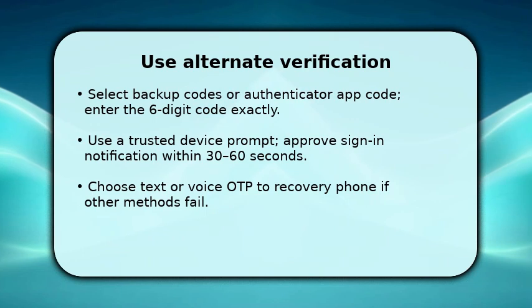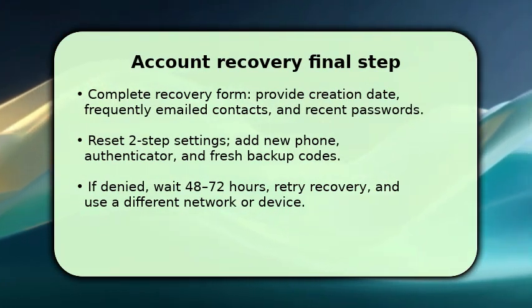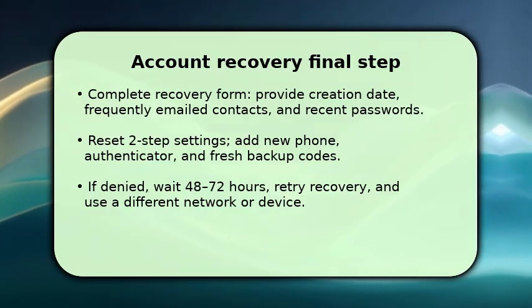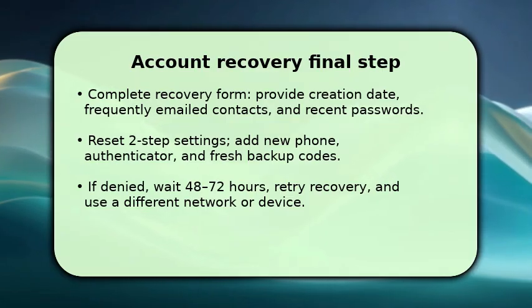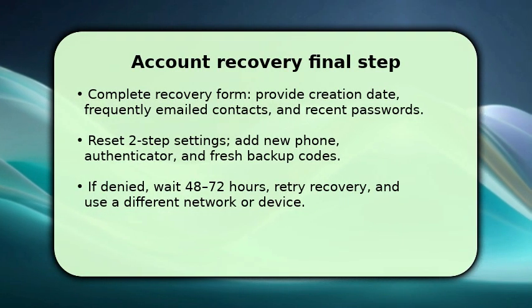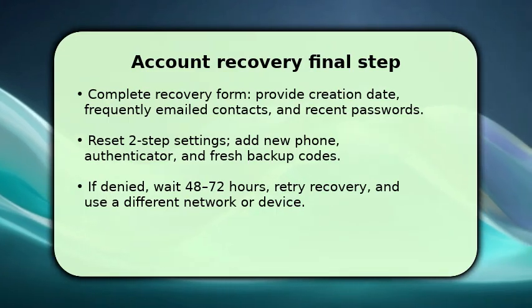When prompted, fill the recovery form with details like account creation month, frequently contacted people, and previous passwords. These prove ownership. Once verified, set a new primary phone, reconfigure your authenticator app, and generate fresh backup codes stored offline. If the request is denied, wait 48 to 72 hours and retry from a known device.